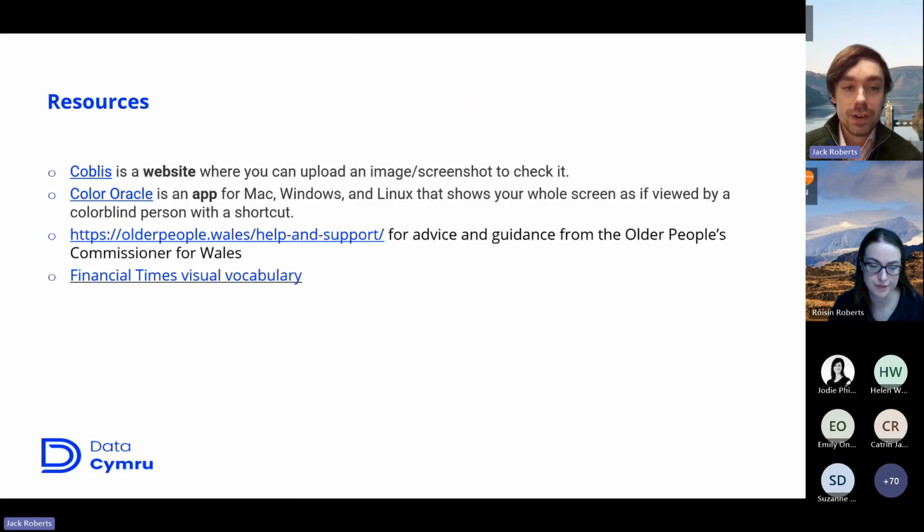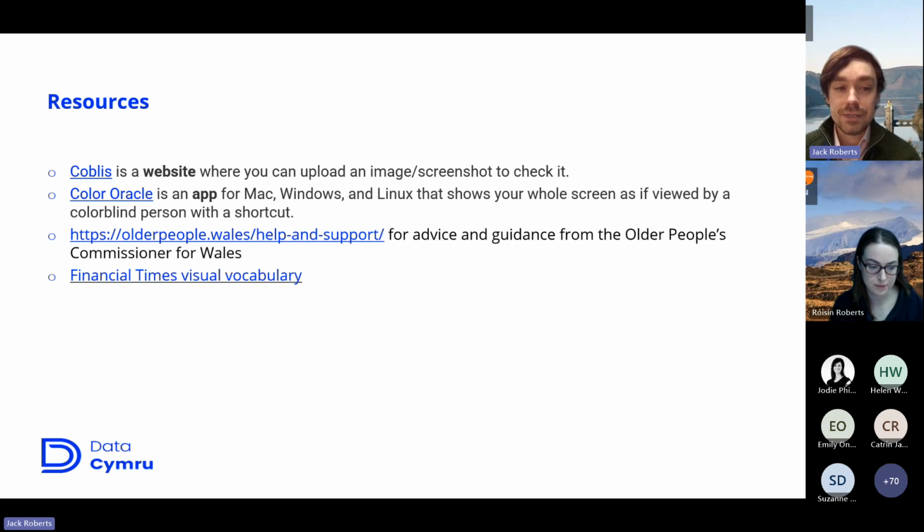So we've got a few resources on the screen there, and these will be available in the slides sent out, but these are Coblis, which is a website that you can use to upload an image or screenshot to check it. Color Oracle, which is an app for Mac, Windows, and Linux that will show your whole screen as if it was viewed by a colorblind person with a shortcut to allow you to see how others would see your visualizations. And olderpeople.wales, health and support for advice and guidance from the Older People's Commissioner for Wales.